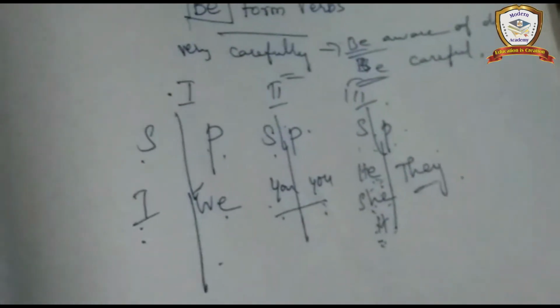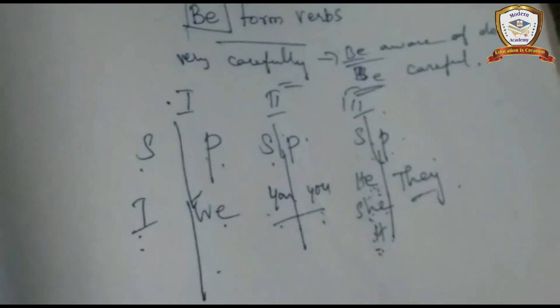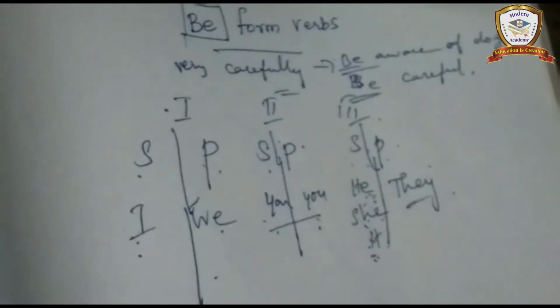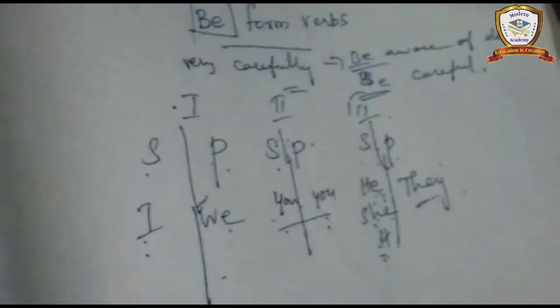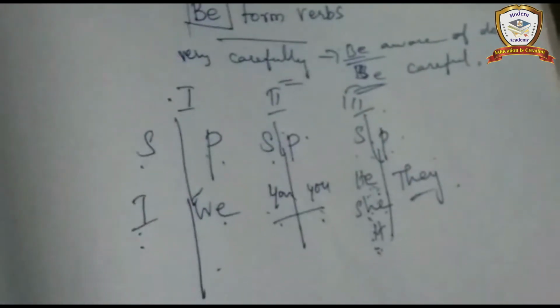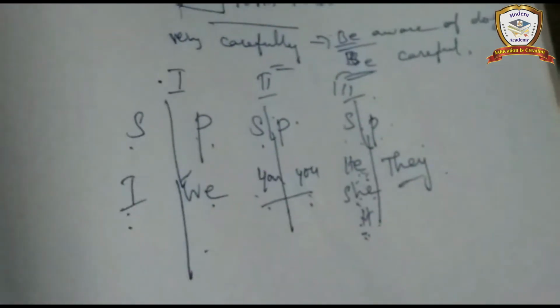I singular, we plural, you is singular and plural in second person. Third person singular, students, I am saying it again and again, means he, she, it. Plural, they. Okay, so after that we can say the be form verb.